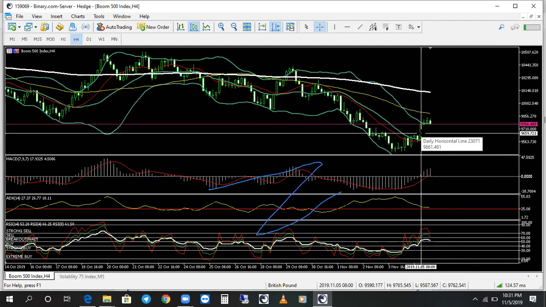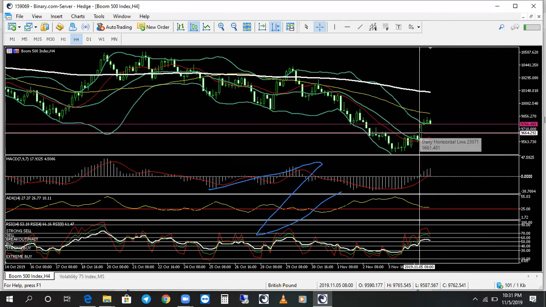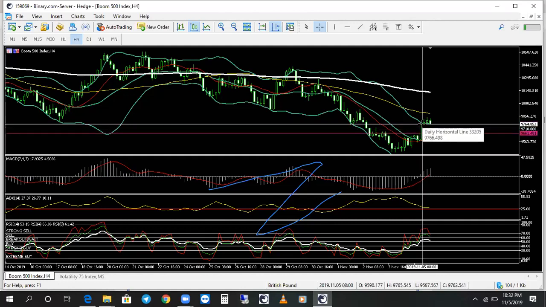But I did not even wait for market to get to this point. I opted out of this market at 9662. So that means I even got out very, very early. 9662 is around there, somewhere around there. But can you see that the analysis played out? It came to this place where I anticipated it to get to.